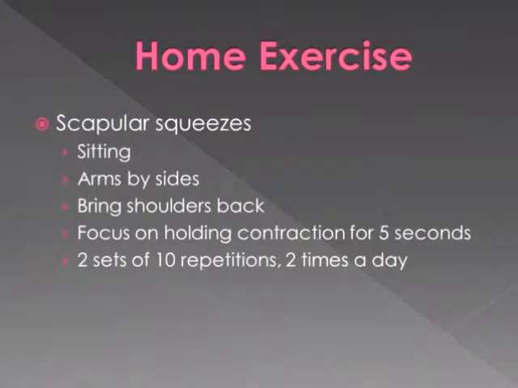One impairment that needs to be addressed is their weak scapular stabilizers. So one exercise that we could do for that is scapular squeezes. The patient's just sitting there with their arms by their sides, and you bring your shoulders back into a retracted position, and you're going to squeeze your shoulder blades together. And you really need to focus on holding that contraction for at least 5 seconds. And you would do 2 sets of 10 repetitions 2 times a day.